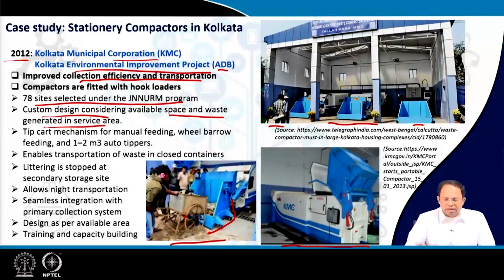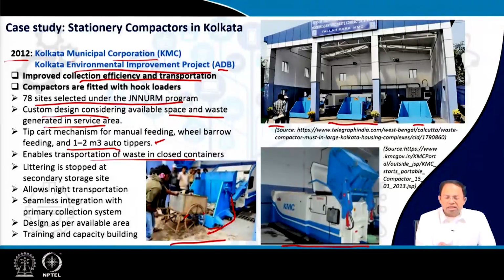And they were developed with a tip cart mechanism for manual feeding, like over here, where the cart is being tipped. This is the mechanism where you can put in garbage. Wheelbarrow feeding and 1 to 2 cubic meter auto tippers could also be utilized. Instead of a wheelbarrow, we can also use vehicles with an auto tipping mechanism, like the example we showed in the previous slide, where the back portion tips automatically. So these are compatible with both kinds of designs.